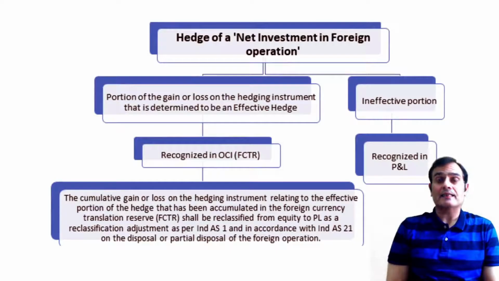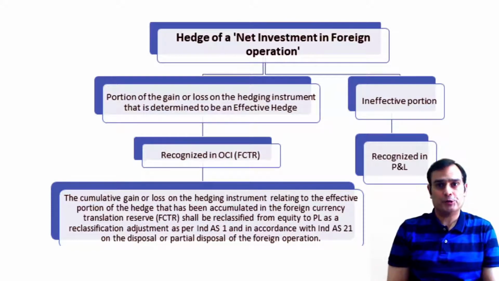Now, the entire aspect of hedge of a NIFO, a net investment in a foreign operation, is quite similar to what we have learned in a cash flow hedge. You need to make a segregation in terms of the effective portion of the hedge as well as the ineffective portion of the hedge. As far as the ineffective portion of the hedge is concerned, it is taken to the profit and loss, exactly what we used to do in cash flow hedge.